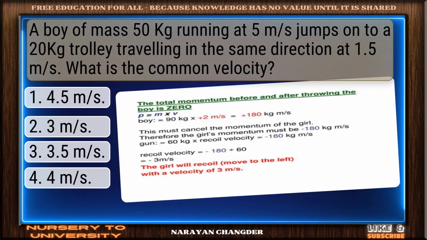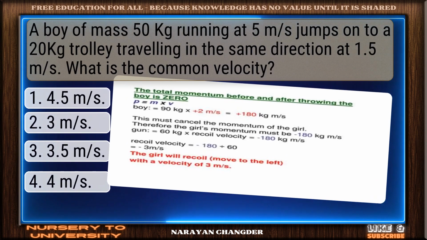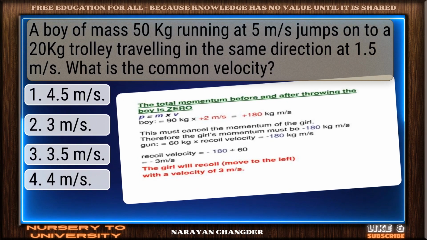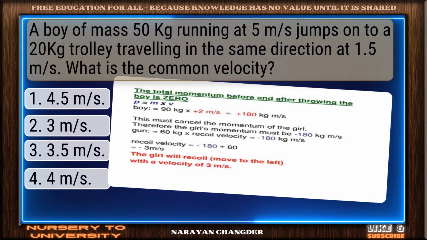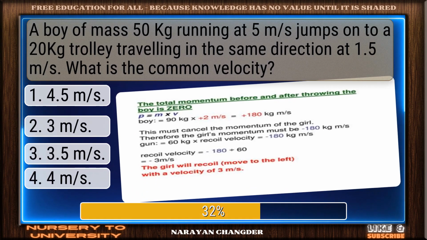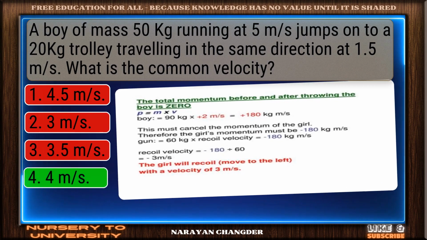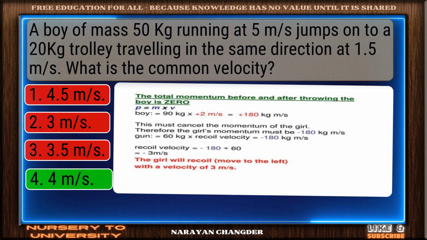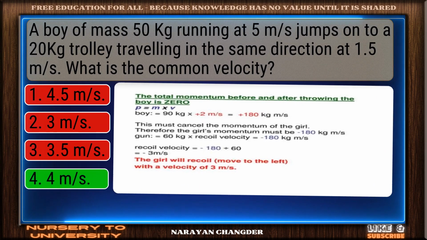Question number 59. A boy of mass 50 kg is running at 5 m/s and jumps onto a 20 kg trolley traveling in the same direction at 1.5 m/s. What is the common velocity? Excellent choice. 4 m/s is the right answer.